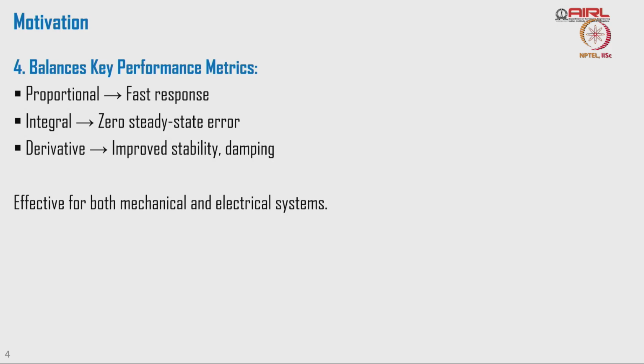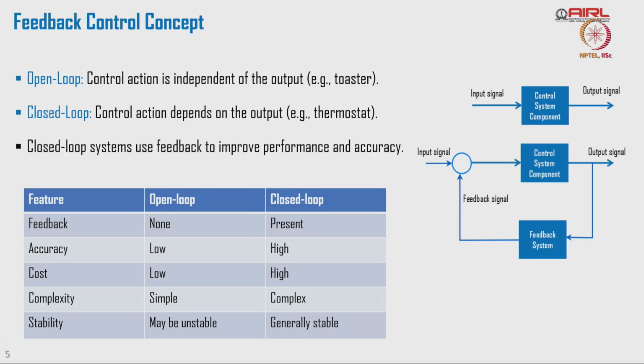How? The proportional term mainly focuses on fast response. Integral term looks for zero steady state error. I hope you remember what is steady state error, because it was covered in the lecture on transient response. Finally, the derivative component improves stability and damping. So, if there is some oscillatory nature in the response, then we can use the derivative component of PID control to bring that down. The oscillatory nature can be eliminated like that. PID control is effective for both mechanical and electrical systems.